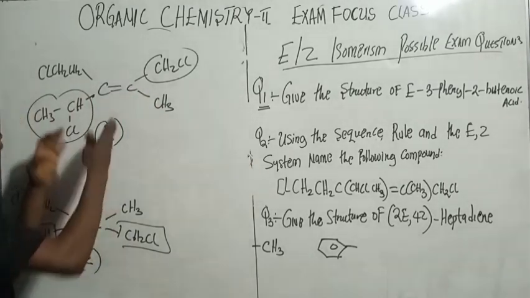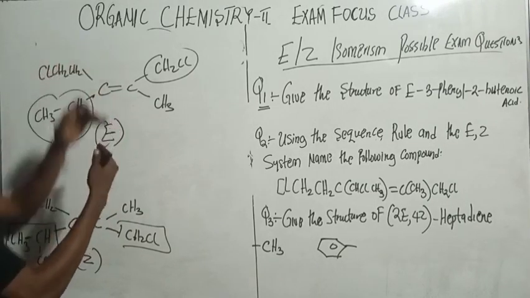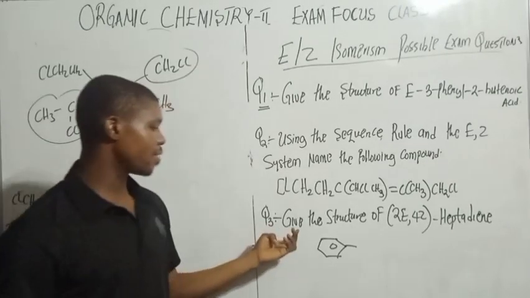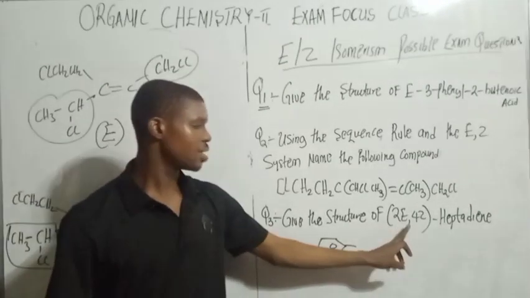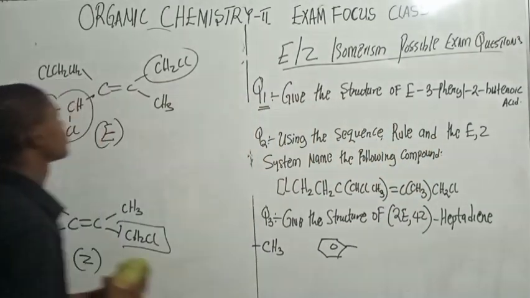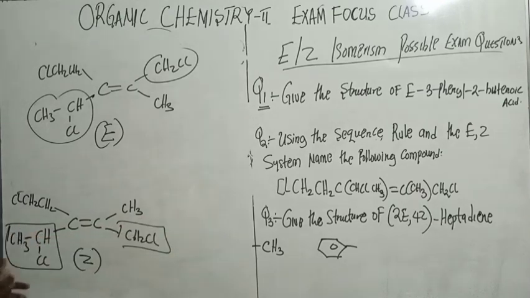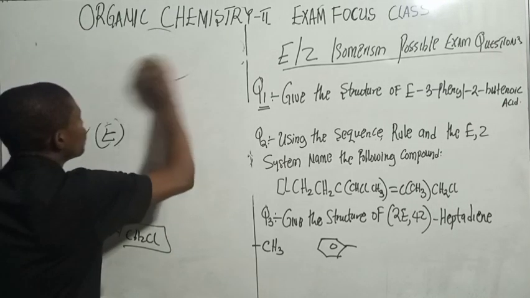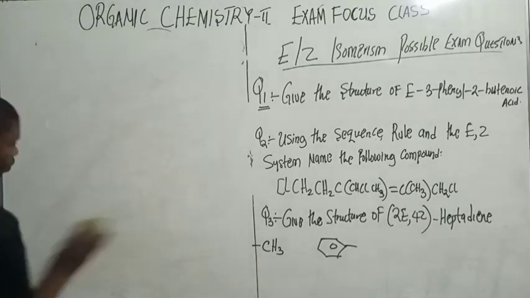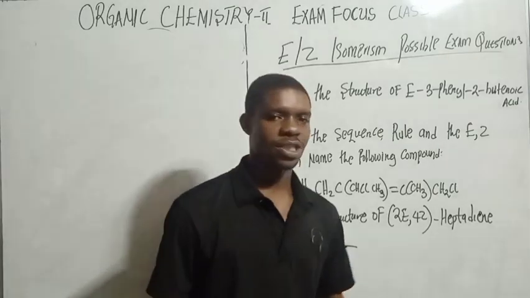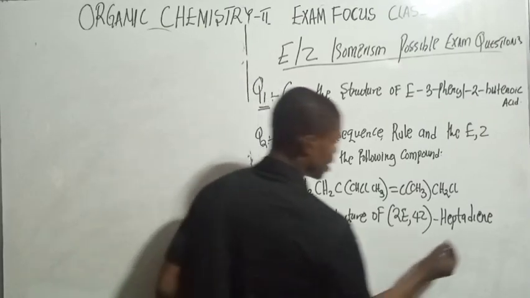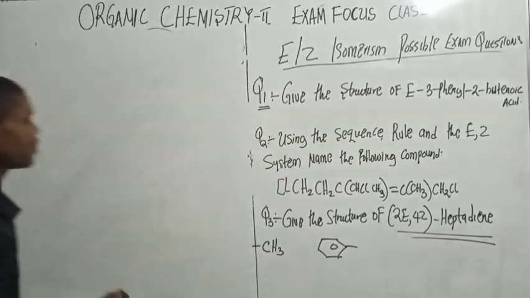Now at times you can also be given a name and asked to assign the E and Z to it. Let me show this other one here. Give the structure of 2E 4Z heptadiene. Hepta, diene. So if you look at question 3, it is a little bit more difficult. 2E 4Z heptadiene. Hept means 7 carbon atoms.